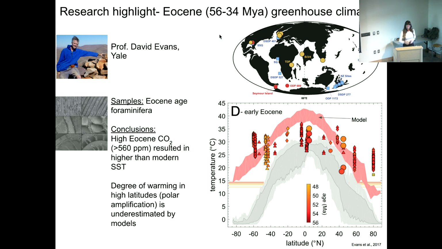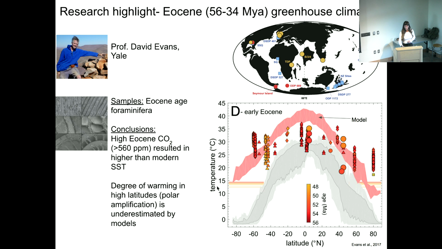So the conclusions that they drew was that the temperatures were indeed warmer than they are today at the sea surface. So let's look at this figure. There's a lot to unpack here, so I'm going to go through it piece by piece.